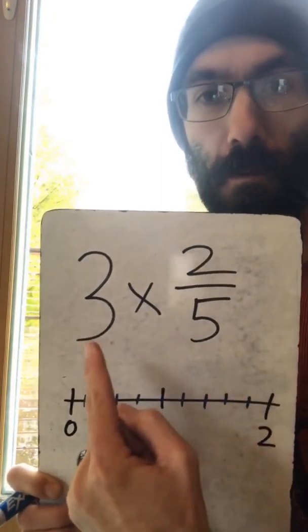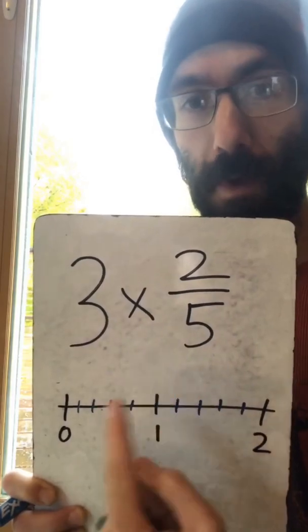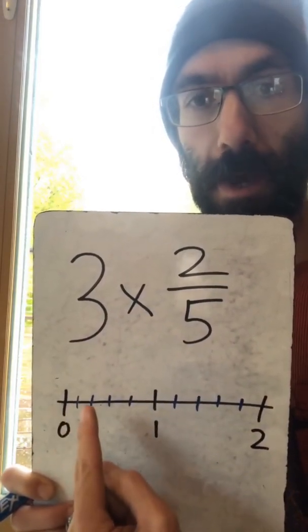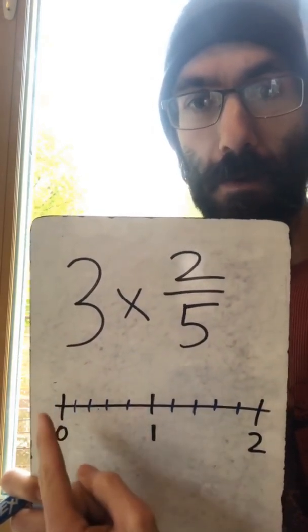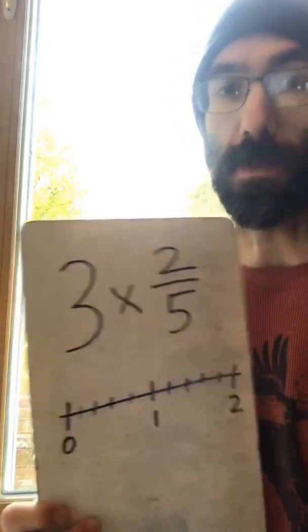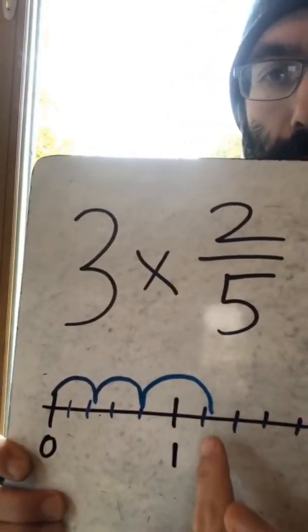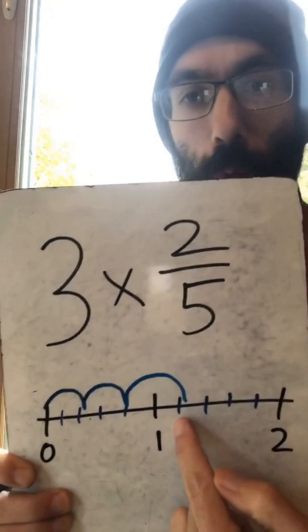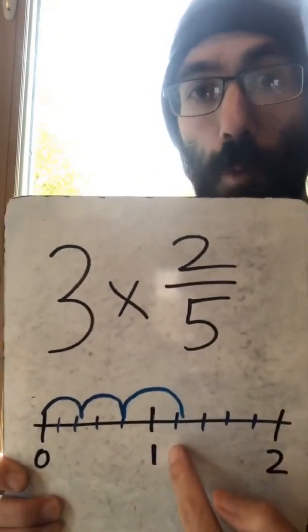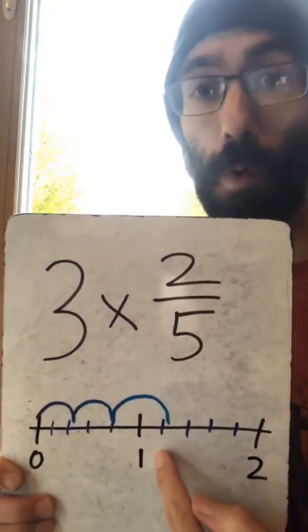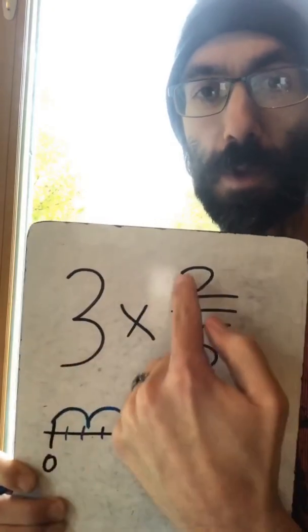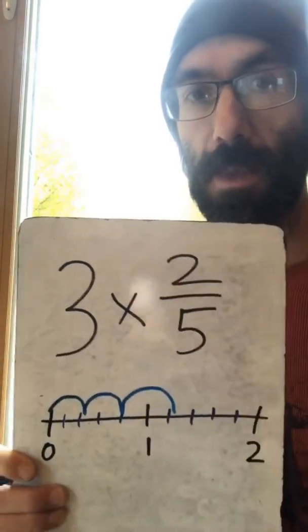All right, so if we are showing 3 times 2/5, we're gonna go 2 at a time and make basically 3 whole jumps. So that'll look like this. So 1, 2, 3 jumps. That puts us right over 1 whole. So basically 1 and 1/5. Or 6/5, because 3 times 2 is 6 and the 5 stays the same.